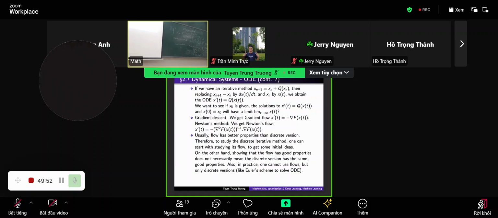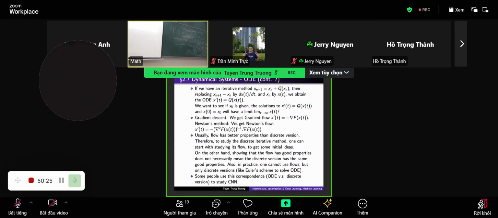For example, with gradient descent, for the flow you don't need to put in any learning rate, even if f just has a continuous gradient. But if you go to the gradient descent method, you need to put in some learning rate so that you have better convergence. So something to notice is that even if you prove that the flow is good, it doesn't imply that the discrete version you started with would be good.